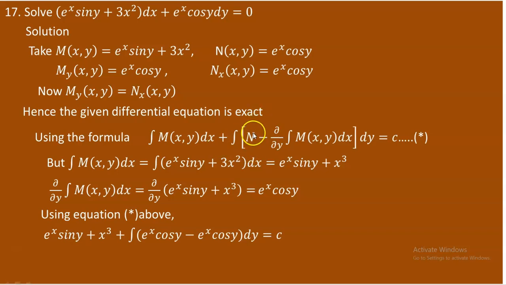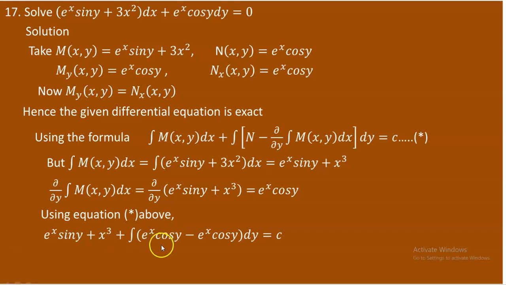Now we need to take N. Where is N? Here it is: e to the power of x times cos y. So you will have e to the power of x times cos y minus the partial derivative with respect to y of this one, which is already done. It is e to the power of x cos y, as you see. It is directly used. Then dy equals c. Dear students, nothing is written here. I just applied the derived formula, the one we derived in our classroom, okay? This formula directly for my calculation.